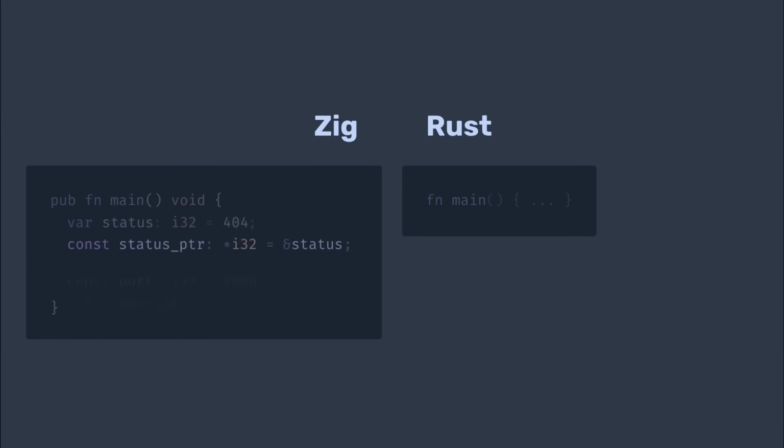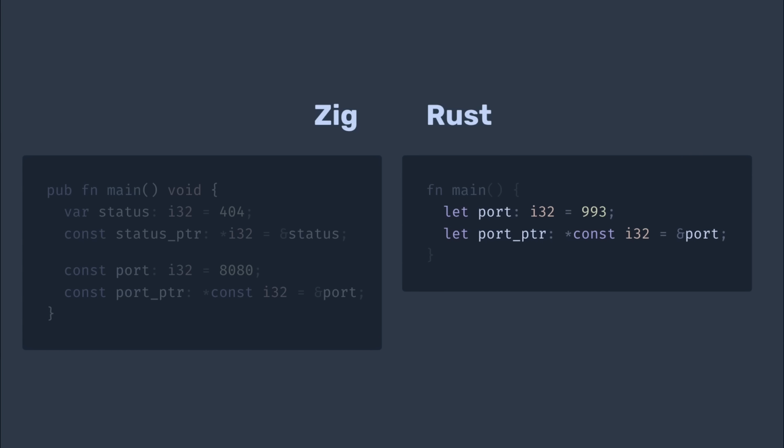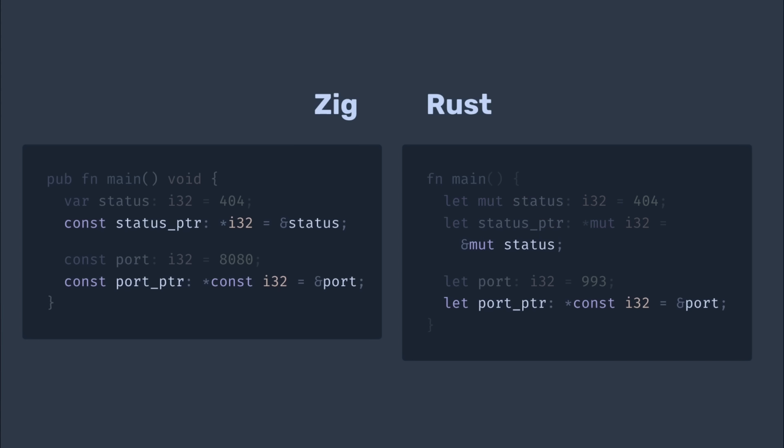And to declare a pointer to a constant integer, it's asterisk const i32. In Rust, it's also asterisk const i32 for a constant pointer, but for mutable ones, we'll have to specify the mut modifier explicitly, like this. Getting the address of a variable is the same in both languages using the ampersand operator like this.